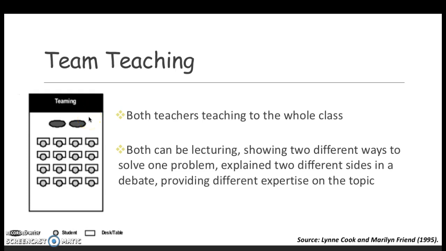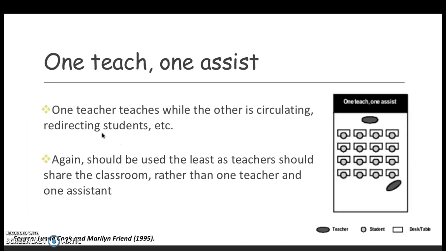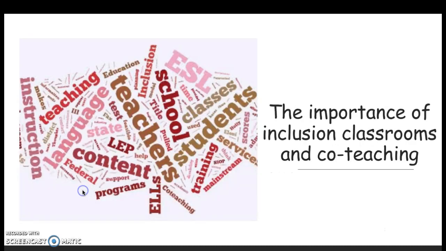Or it could be that one teacher is providing different expertise on the topic from the other teacher. And lastly, this one is called one teach, one assist. This is when one teacher is doing the main teaching and the other teacher is going around and circulating, maybe redirecting students. Again, this one should be used the least, as it is a shared classroom and both teachers should be seen as equal partnership.